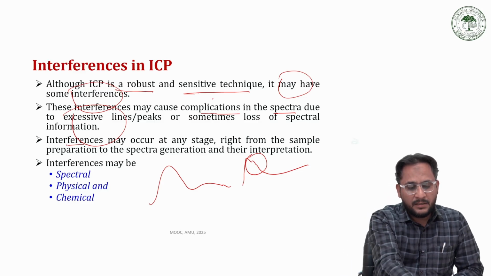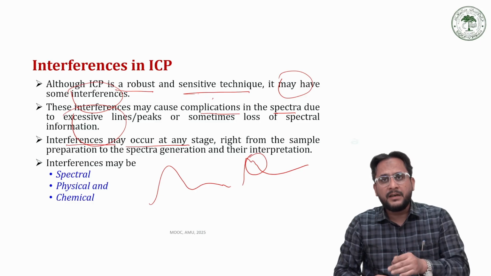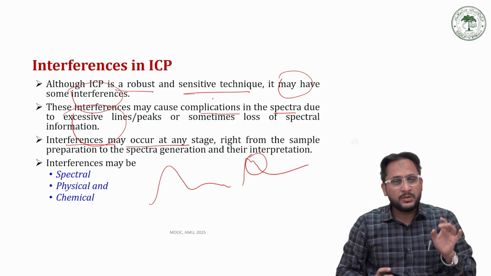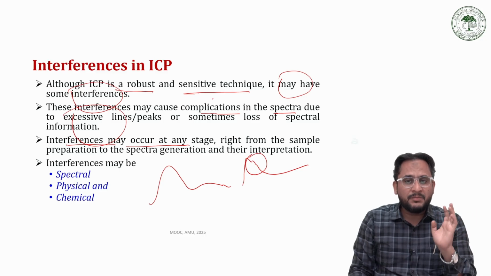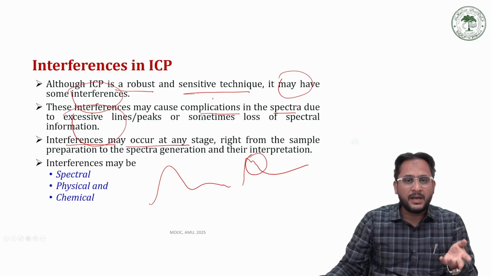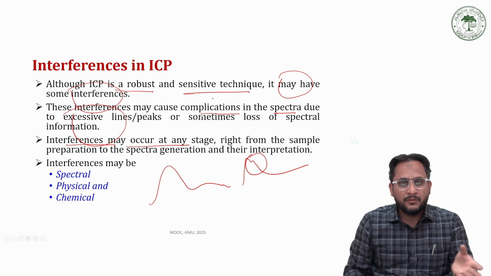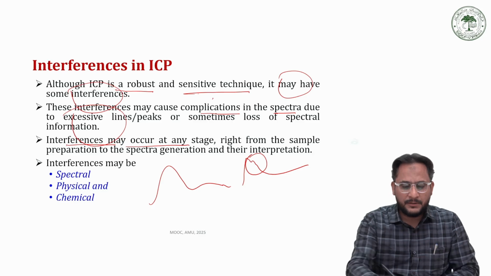Now, this interference may occur at any stage. This interference may occur even at the time of sample preparation. So the sample preparation should also be done with extreme care. Otherwise, we may have some impurities or foreign materials in the sample that ultimately cause new lines which we were not expecting. We will get those lines in the spectrum as well. So interferences may be possible during sample preparation.